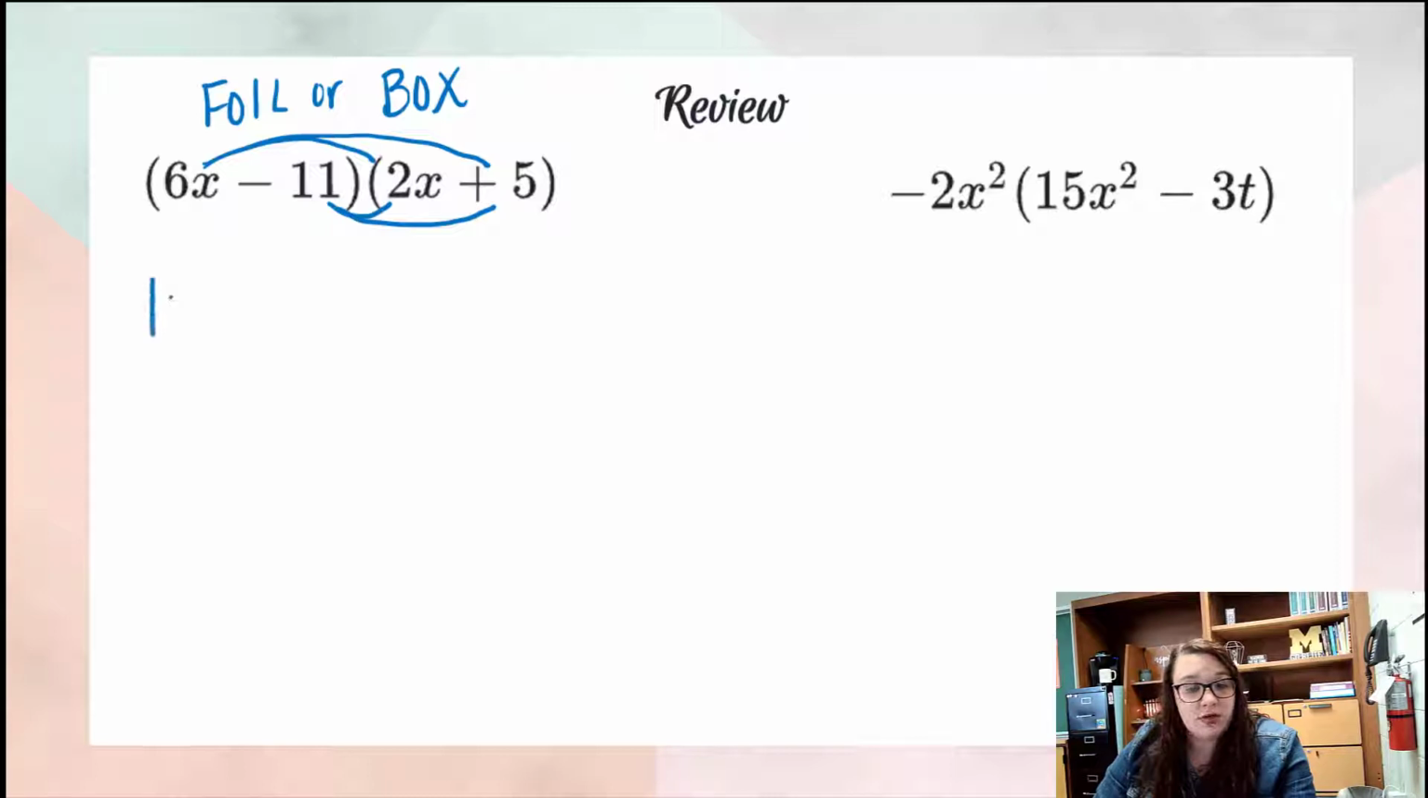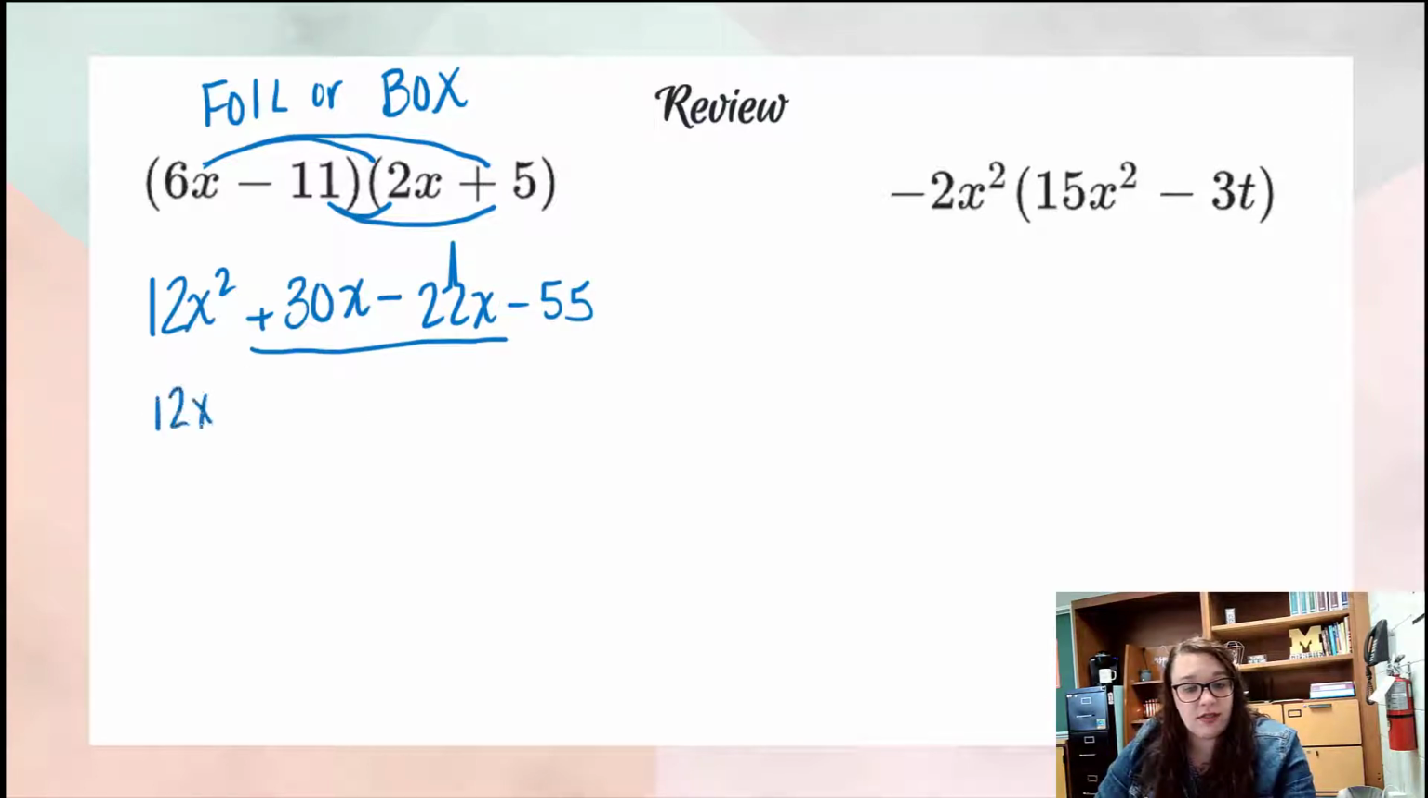You would get 12x squared for the F. O is 30x, 6x times 5. The inside term's negative 22x, and then the last term is negative 55. You can combine these two like terms, and you'd get 12x squared plus 8x minus 55. That's your final answer. You would have got the same thing with box as well.